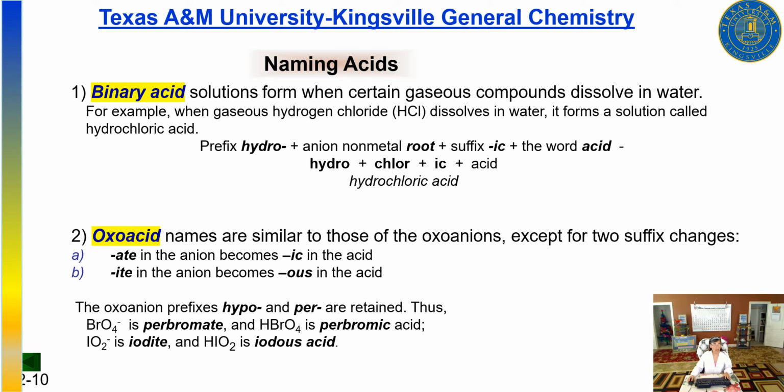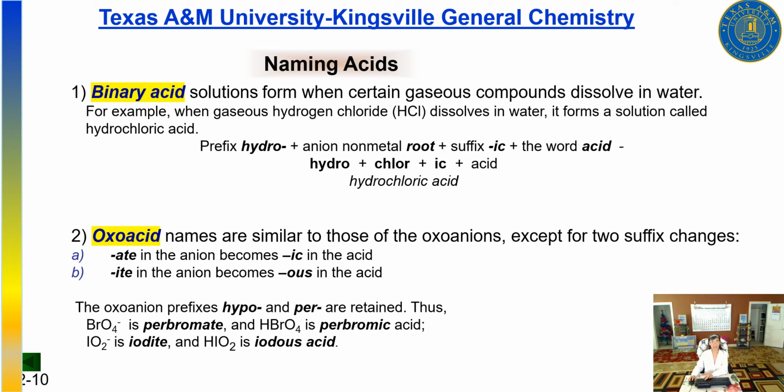For example, I have BrO4 negative. This BrO4 negative is your perbromate. You form an acid by combining with hydrogen. You produce HBrO4, which is called perbromic acid. Change ATE to IC. This per is going to be retained. Another compound which is also an oxo acid, such as HIO2, which is produced by combining hydrogen with your iodite, IO2 negative. Change your ITE to OUS. This acid, you call it iodous acid.